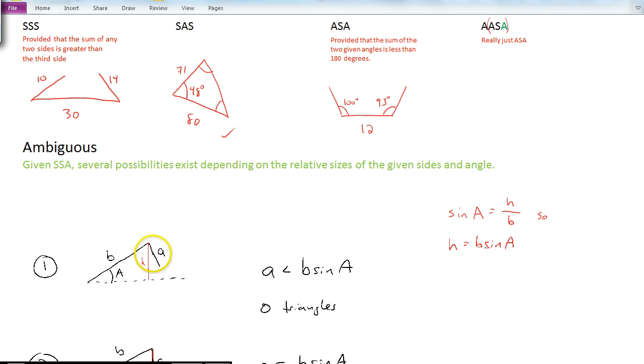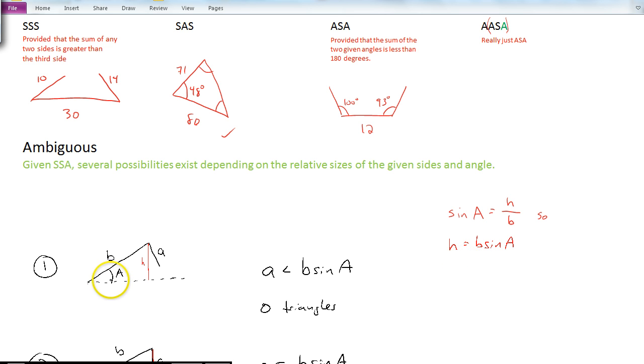And if side A just isn't long enough to do that, then we can't make any triangles. And then over here in red, I specified how long side H is. You can find that out by using the sine of angle A is equal to H over B. So sine A is H over B. Therefore, H is equal to B sine A.